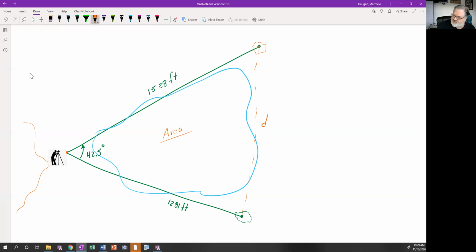So let me give you, say, 4 minutes to figure out that distance D and start trying to figure out how you'd want to find that area. I want to talk about some tricks for area.